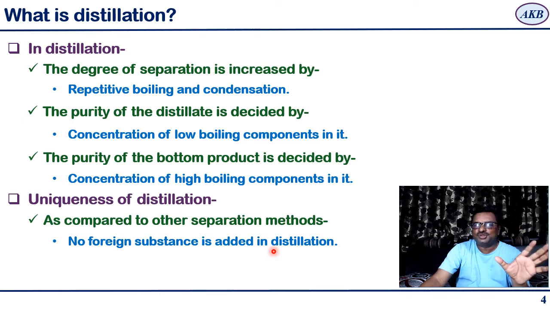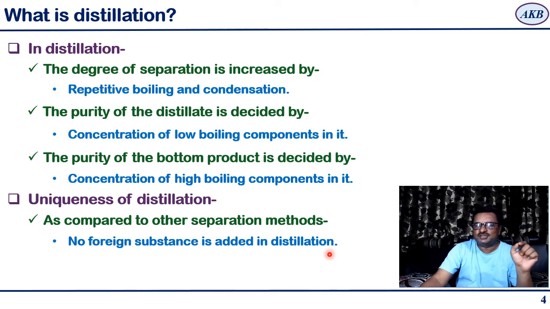You have the feed solution, you boil it, and you create the vapor phase. So the uniqueness lies here. In distillation, there is no addition of foreign substance. Whereas in gas absorption, for example, we have to add solvent as a foreign substance from outside. Or in case of liquid extraction, again solvent is added as a foreign substance from outside. But in distillation, there is no such addition.